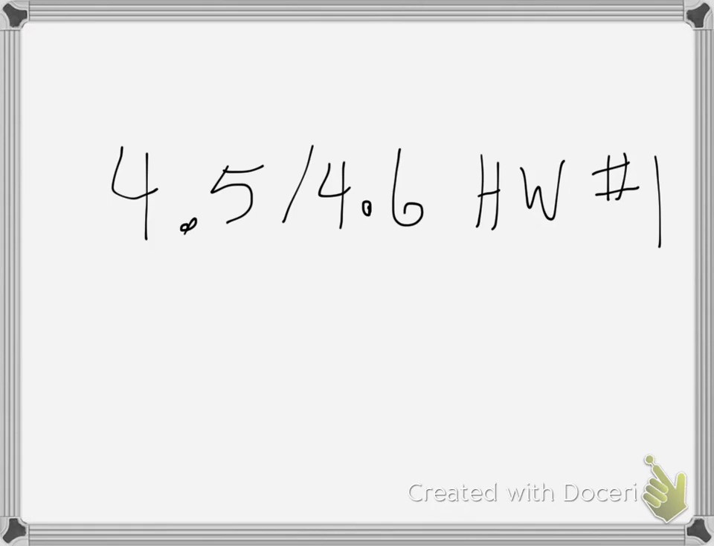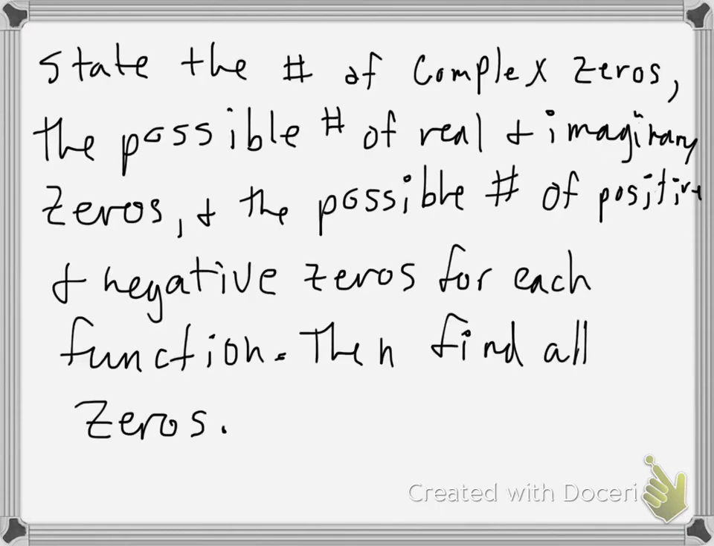So the directions for your assignment will look like this. It'll say, state the number of complex zeros, the possible number of real and imaginary zeros, and the possible number of positive and negative zeros for each function, then find all zeros. So like I said, it's just combining everything we've learned in 4.5 and 4.6.